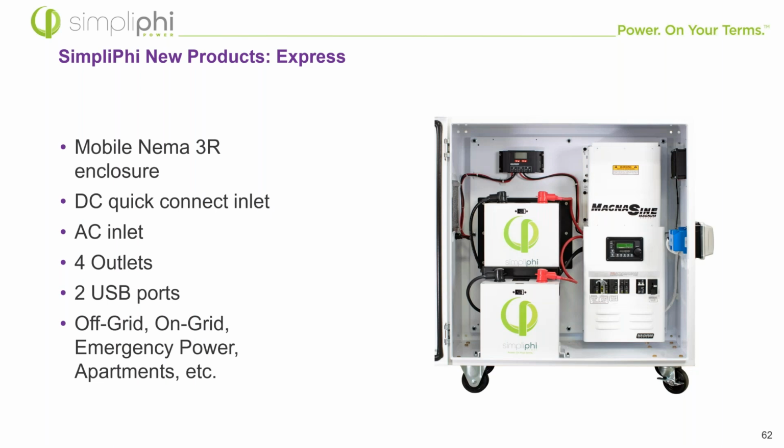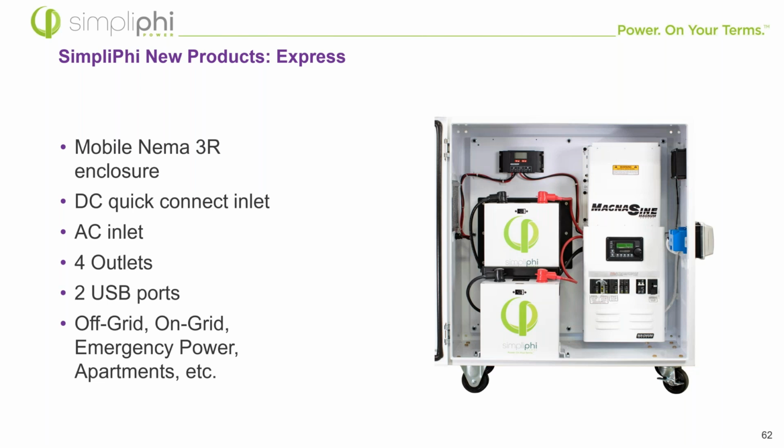So it comes with a DC Quick Connect inlet for PV charging, where you can actually go right into this MPPT. You can actually disconnect the panels if you wanted. Also comes with an AC inlet for charging from the grid or another AC source. Comes with 4 outlets for discharging straight from the unit without having to hardwire into a loads panel, and 2 USB ports to cover things like cell phones and laptops.